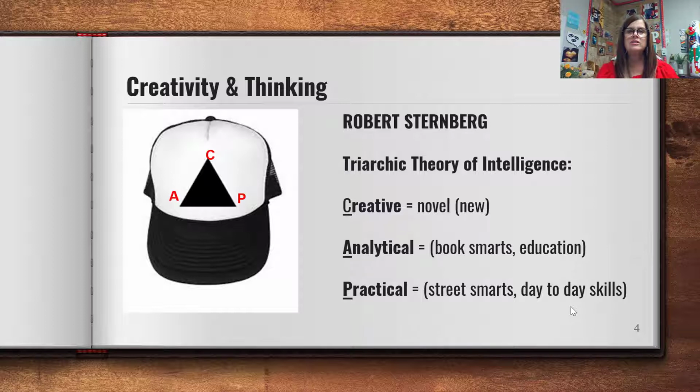Creative intelligence would involve looking at things from new or novel perspectives. Someone who is analytic is going to have much more book smarts or put more emphasis on education. And if you have practical intelligence, you have those street smarts, kind of those day-to-day skills. You can go out into the world and you just get a sense of the environment around you. Those are seen as different types of intelligence, according to Robert Sternberg.